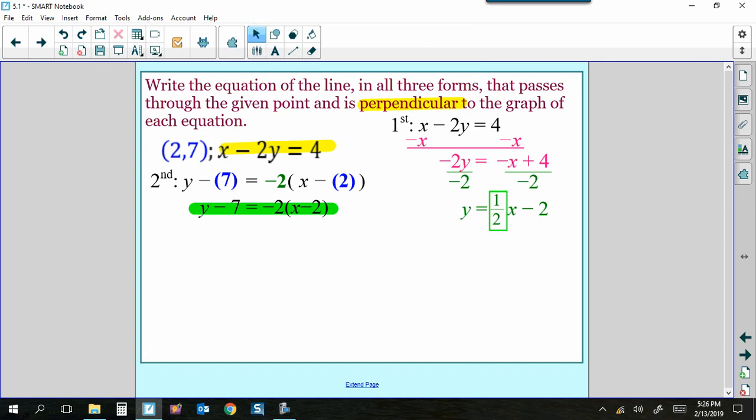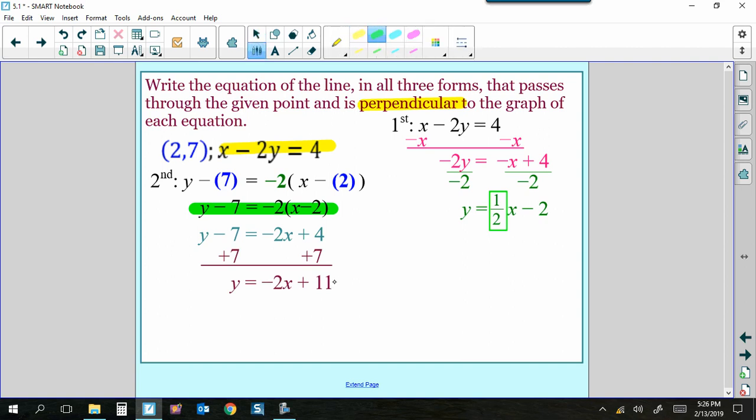The next step is to, of course, distribute to eliminate those parentheses out. So you're going to get a negative 2x and a positive 4 because negative 2 times negative 2. And then the last step to get into slope-intercept form is to get y by itself by adding 7 to both sides, giving us a slope-intercept answer of y is equal to negative 2x plus 11. That is our slope-intercept answer. Here is our point slope, so the only one we're missing is standard form again.